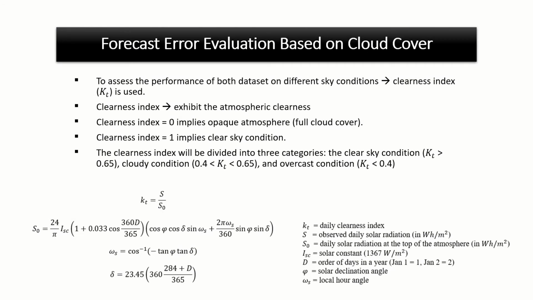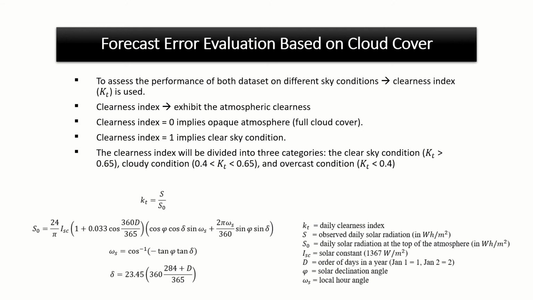Here we also try to evaluate the forecast error based on cloud cover because solar radiation highly depends on cloud condition. So here to define the sky condition or the cloud condition, we use a quantity called clearness index. So clearness index is actually an index that exhibits the atmospheric clearness. If the clearness index equals zero, this implies a full cloud cover condition, and if it is 1, it implies a fully clear sky condition.